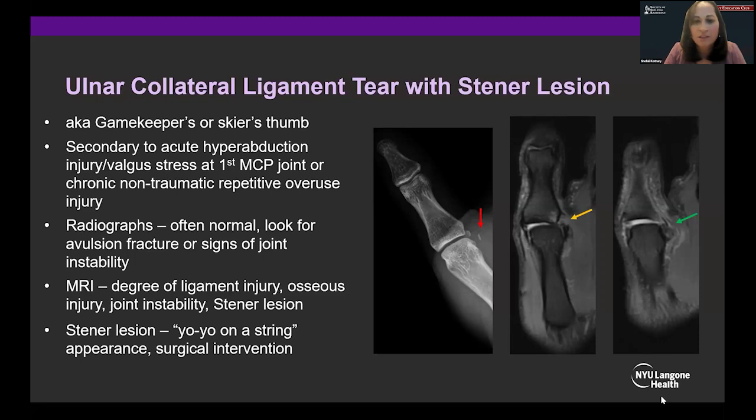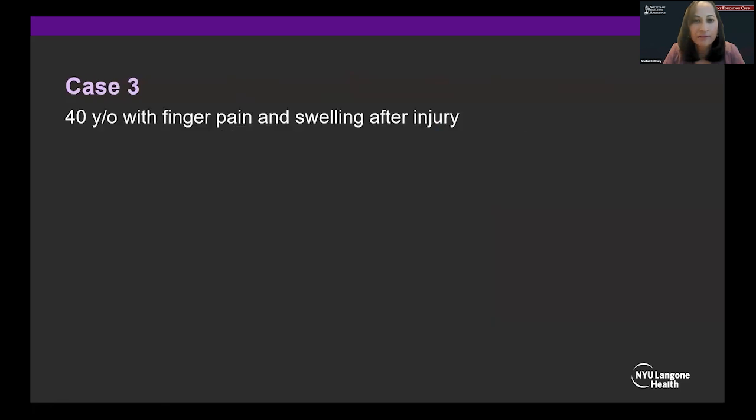of ligament injury, whether it's a partial tear, full thickness tear, if there's retraction of the tendon fibers, and also importantly to look for that Stener lesion that we saw in our case. If there is a Stener lesion, that's often going to be indicative for a surgical intervention, as that interposed aponeurosis is going to prevent healing of the ulnar collateral ligament. Okay, so let's move on to our next case, a 40-year-old with finger pain and swelling after injury.